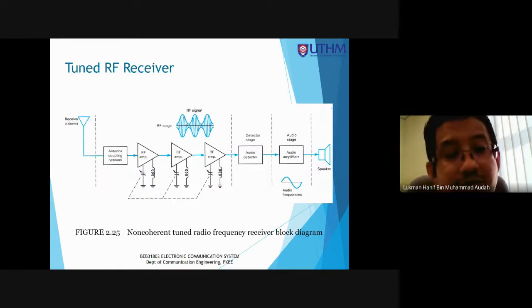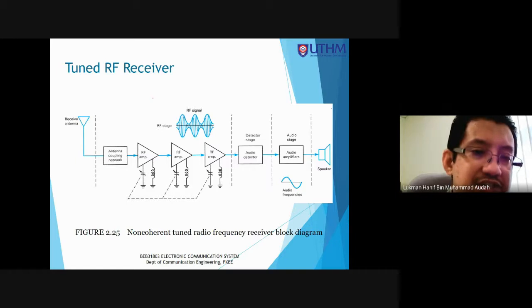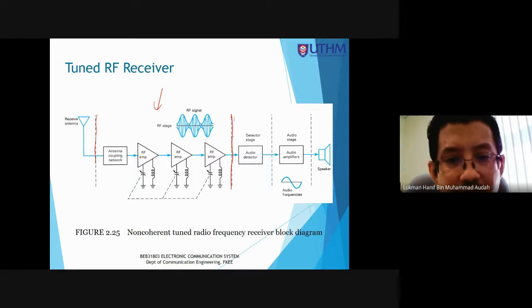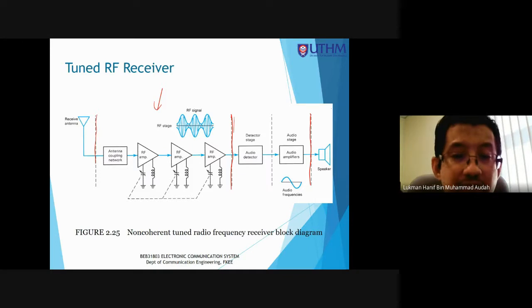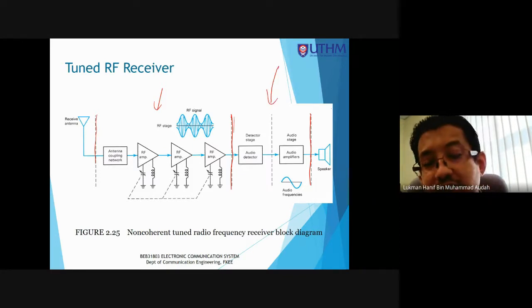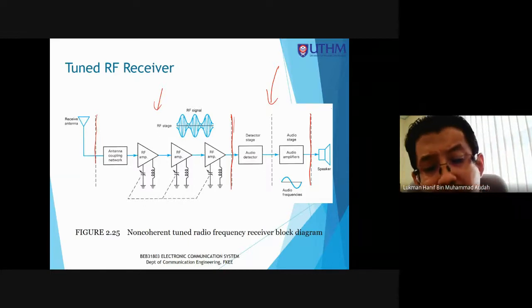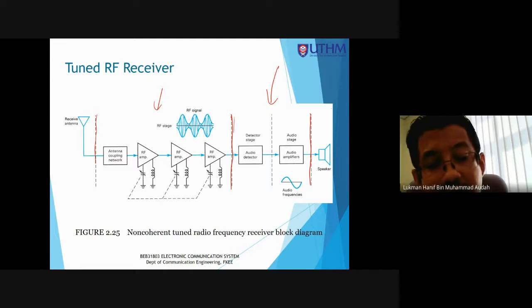Okay, so this is the picture of tune RF. You see from here we have the RF sections. Daripada sini sampai sini, we call it the RF section. And from here until here is the detector section and audio section. So that means we do the demodulation over here at the detector section. So mula-mula kalau you lihat, ada beberapa amplifiers digunakan untuk meningkatkan amplitude. We want to increase the amplitudes prior to the process of demodulation.